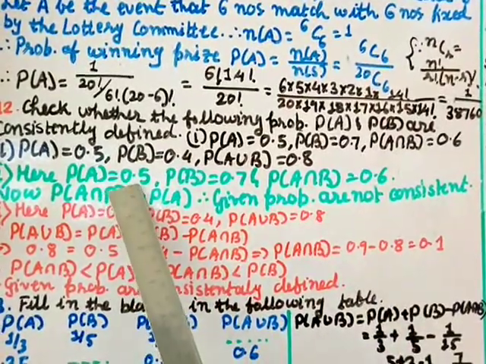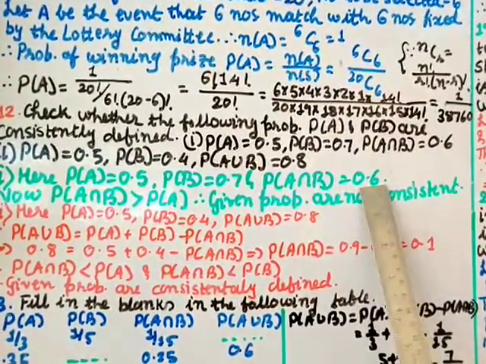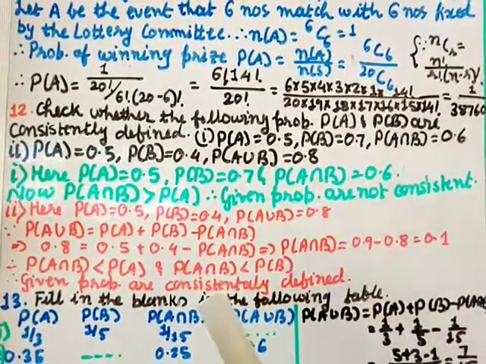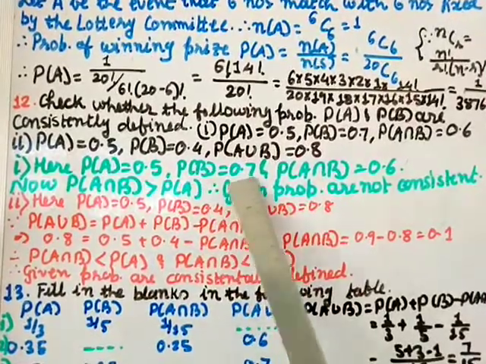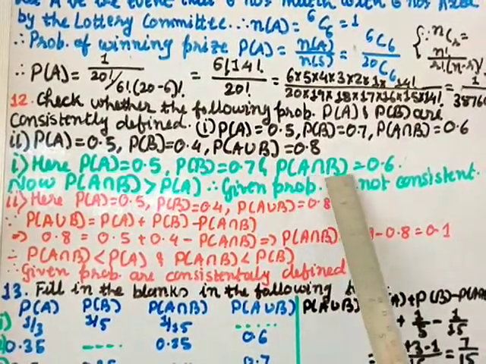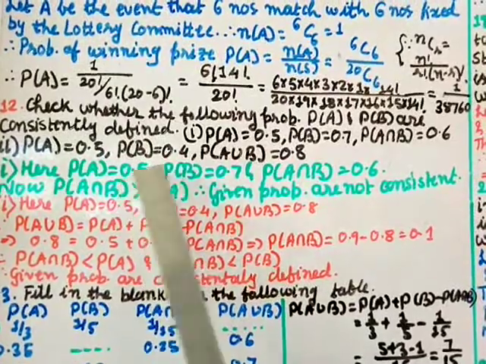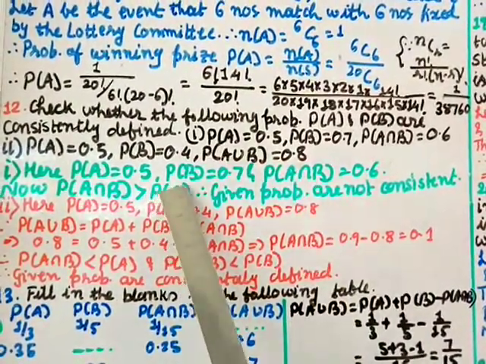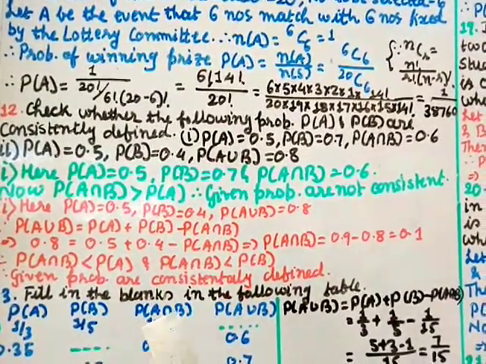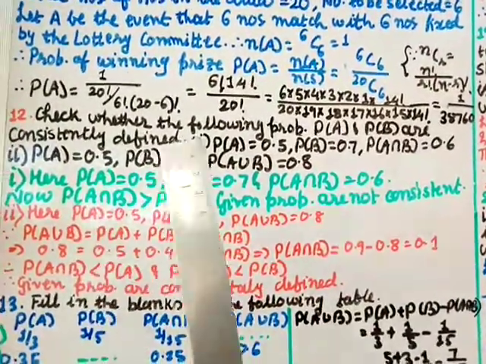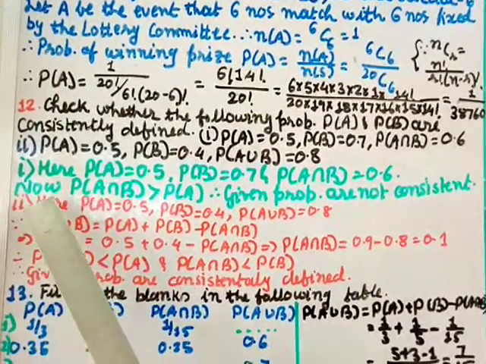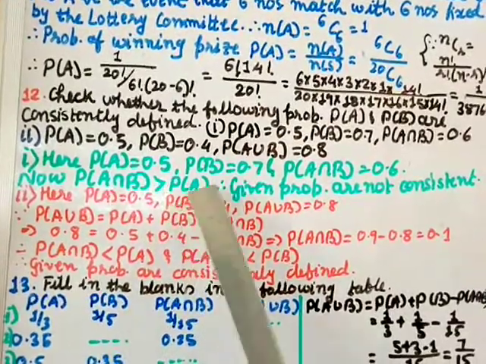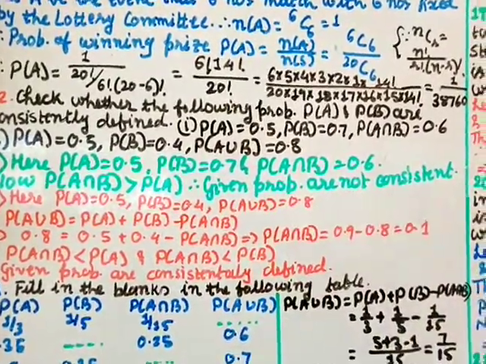Now here 0.5 is less than 0.6. That means P(A) is less than P(A intersection B), which is not true. Here P(B), that is 0.7, is greater than P(A intersection B), that is 0.6. That is true. But A should not be less than A intersection B and B should not be less than A intersection B. Therefore these are not consistently defined. So we can write here that P(A intersection B) is greater than P(A). Therefore the given probabilities are not consistently defined.